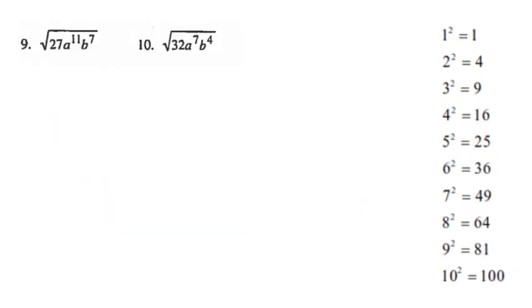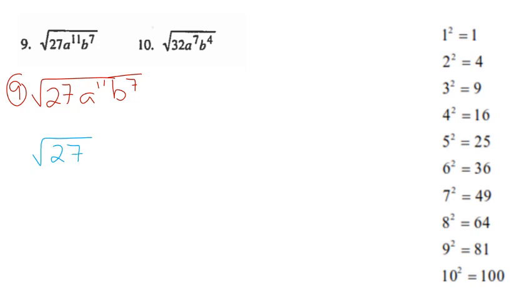These last 2 examples are on the next page, and this is what we can do if we have to simplify a radical that has values and variables, right? So for question number 9, that's the first one we're going to look at. You can see we're working with the square root of 27, a to the 11th, b to the 7th. So we're going to break that up into the value of root 27, and then I'm going to break up the second one with the variables, a^11, b^7.